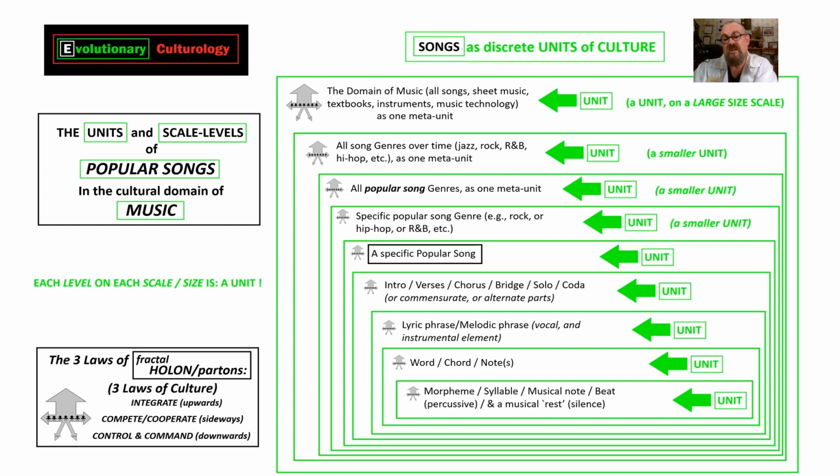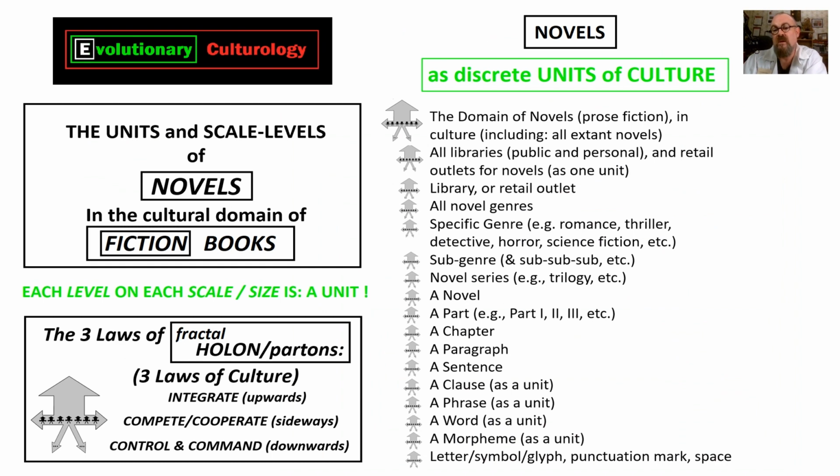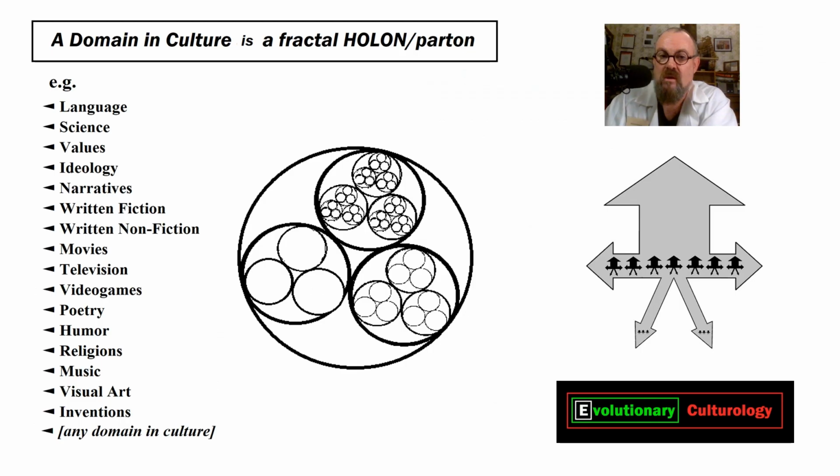But we can also look at and study songs as units of culture using the 3 laws of fractal Holon partons from Ev Cult. And we can look at novels and all their units on all their different scale levels that compose them. They all equally obey the 3 laws of fractal Holon partons, all the units in all those different units of culture. Because in a nutshell, all domains in culture, and there are over 50,000 of them, are structured and function as fractal Holon partons. So it applies to languages, to science, to values, narratives in any media, written fiction, movies, television, games, poetry, humour, religion, music, visual art, inventions, any domain in culture. They're all composed of fractal Holon partons, scientifically speaking.